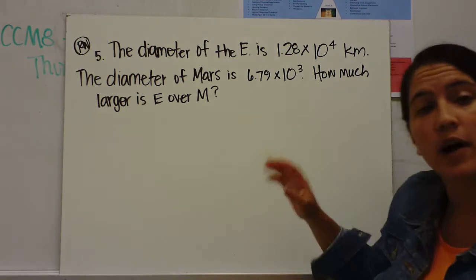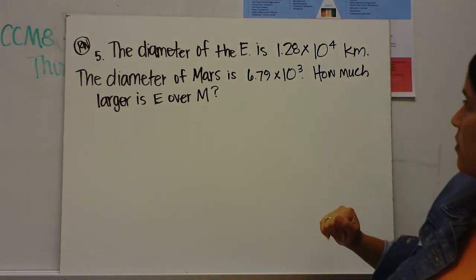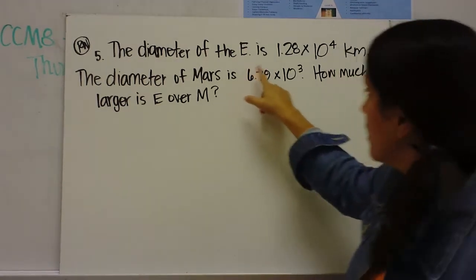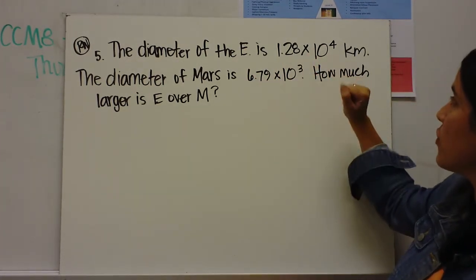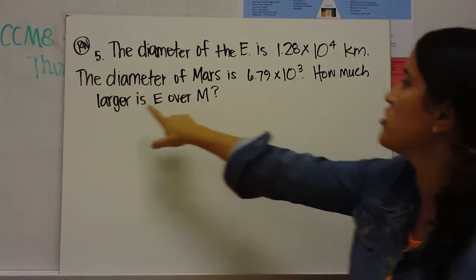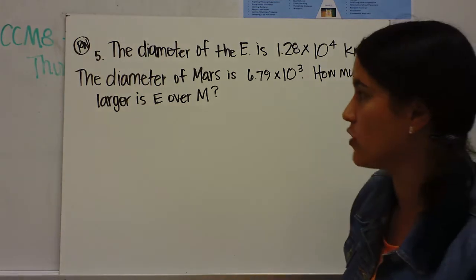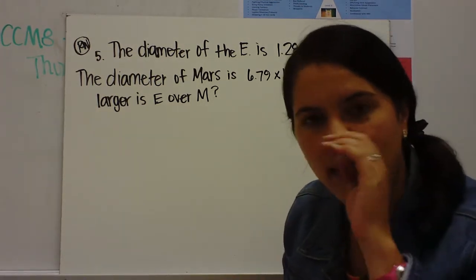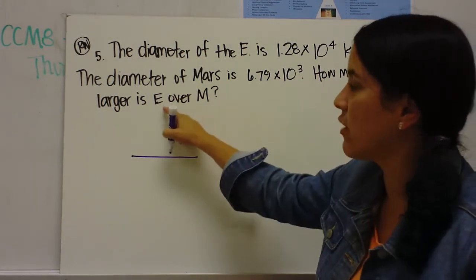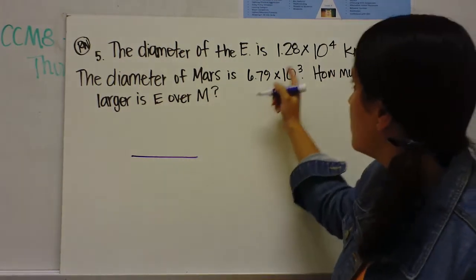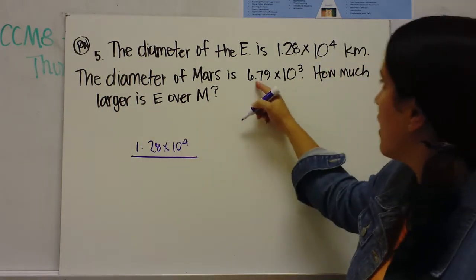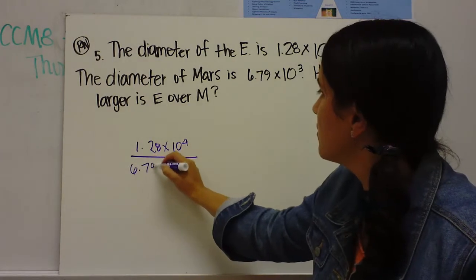Alright, so pause it, copy this down, make sure you get the whole word problem written down. The diameter of the Earth is 1.28 times 10 to the 4th kilometers. The diameter of Mars is that big. How much larger is Earth over Mars? So I told you at the beginning, if you want to find out how much larger, you have to use division. Earth is going to go on top. Your larger number is going to go on top. So 1.28 times 10 to the 4th. And that number goes on bottom.